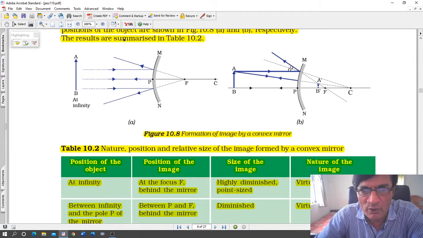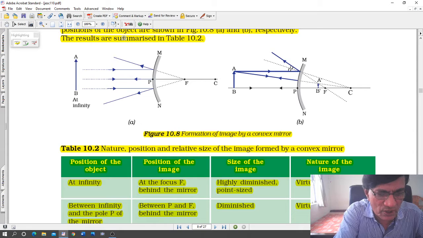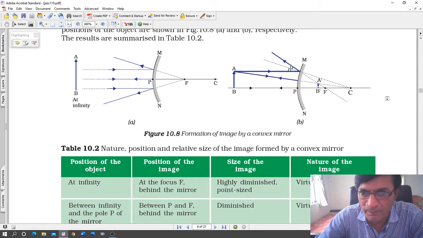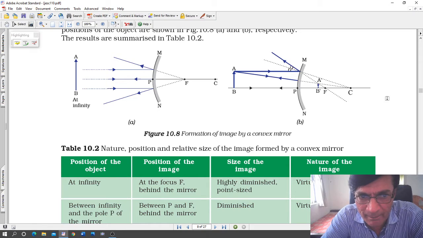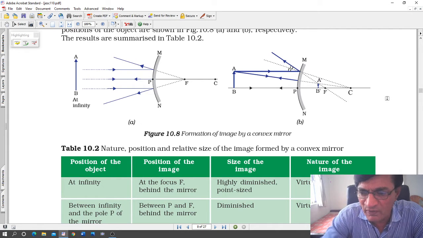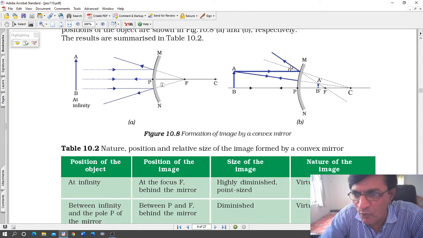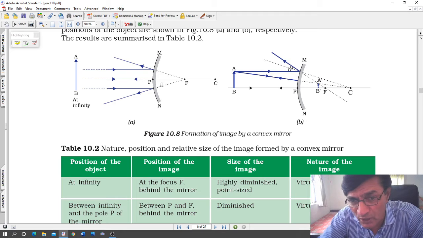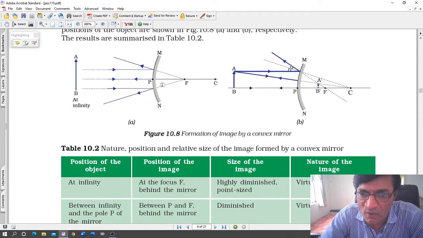If you want to have a look at it, it's very easy to see how images are formed. For example, look at the first one out here, figure A. When the object is placed at infinity, there are two rays of light which are parallel to the principal axis. They hit the mirror and they are reflected back. When those rays of light are produced backward, you can see that an image is formed at the principal focus, but the focus is on the other side, behind the mirror. So the image is formed behind the mirror.